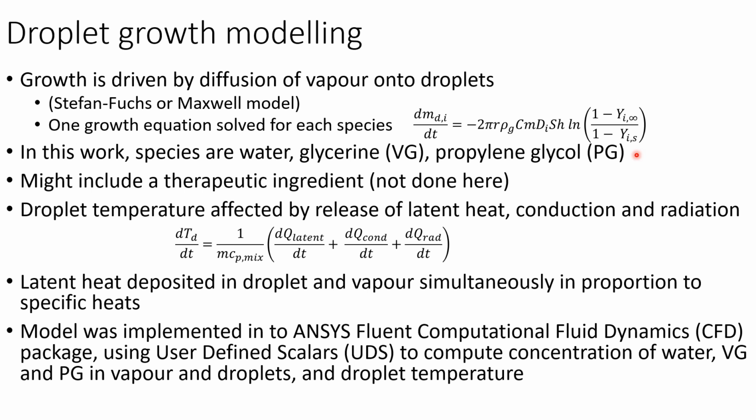In this work, the species we consider are water, glycerin, which we'll call VG, and propylene glycol, which we'll call PG. We might also include a therapeutic ingredient, some drug which we want to deliver to the deep lung. But that's not done here because we wanted to keep this work generic.